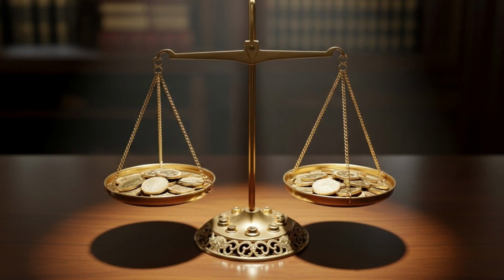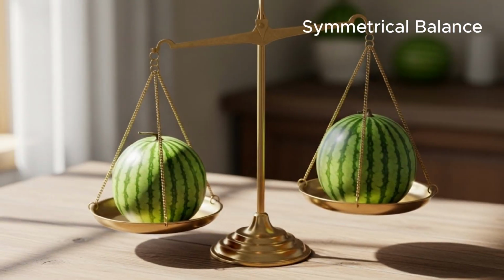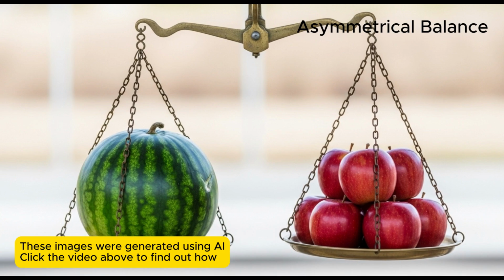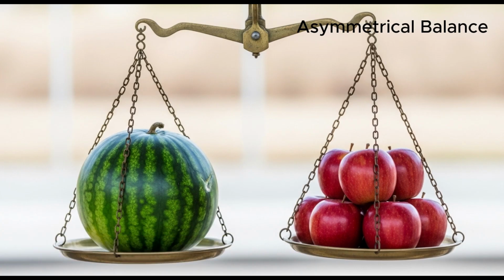To balance it symmetrically, what do you have to do? You have to put another watermelon that also weighs 50 kilograms on the other side. That's symmetrical balance. But if you wanted to balance that same watermelon asymmetrically, when you have your 50 kg watermelon, you can now have, let's say, 5 apples that are 10 kg each. 5 of them will lead to that same 50 kg, so they will end up being balanced. That's asymmetrical balance. I hope you get what I'm saying.